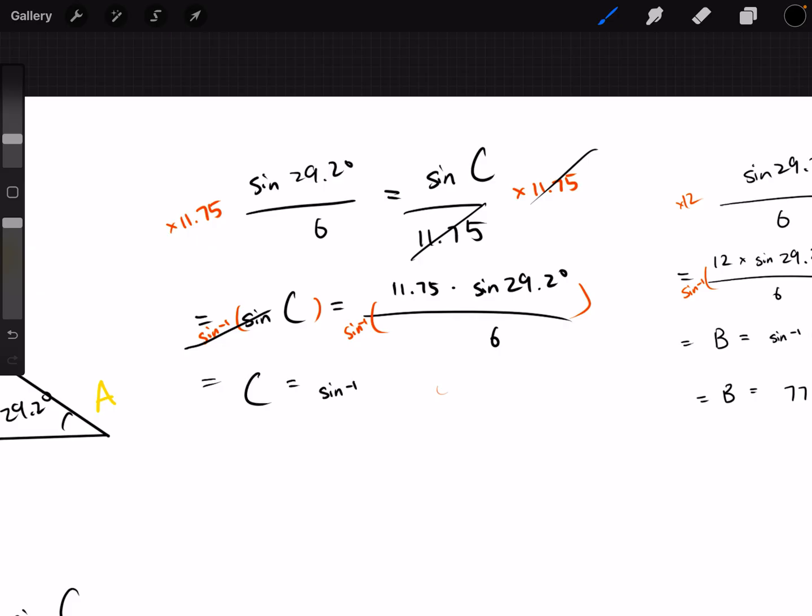This is inverse sine, or you can say arc sine. It depends on who you ask. It's written like arc sine, inverse sine, this is the same thing. Doesn't make a difference. 11.75 times sine of 29.2 degrees over 6. Which is what?